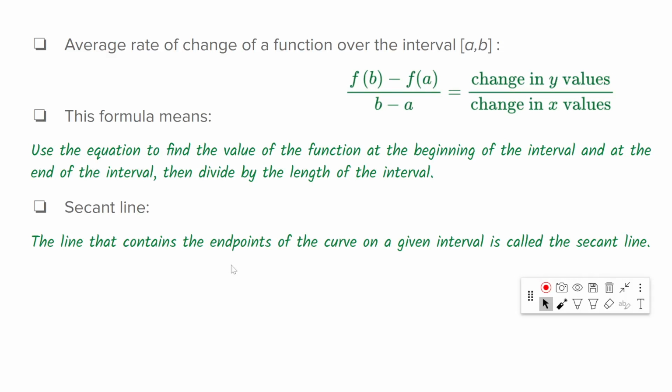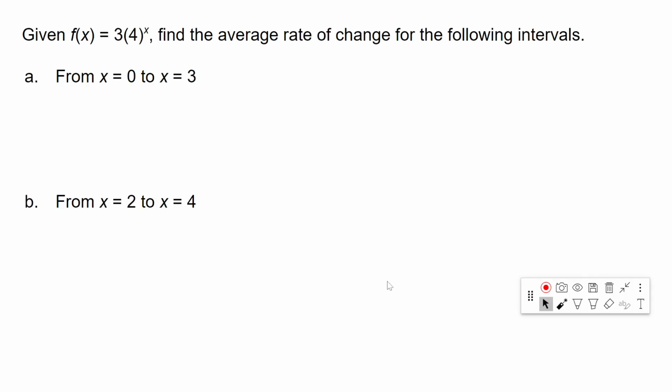If you're looking at graphs, specifically with the graphs of exponentials, you may see that lines are drawn to indicate the interval. Those lines are connecting 2 points on a curve, and we call those lines secant lines. So what do I mean by all of this information?